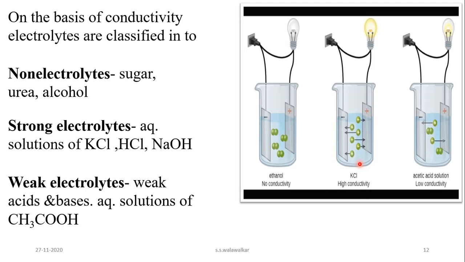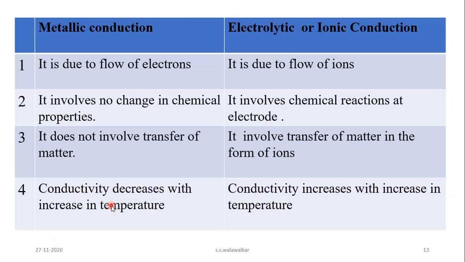High conductivity is there because their dissociation is 100%, and as compared to this, weak electrolytes have low conductivity because their dissociation is weak. They conduct less, but higher than water. Such substances are called weak electrolytes. Solutions of acetic acid or any other weak electrolyte, that is NH4OH, are examples of weak electrolytes.